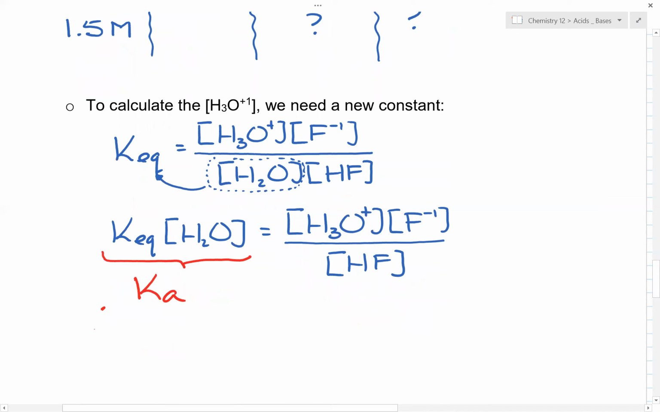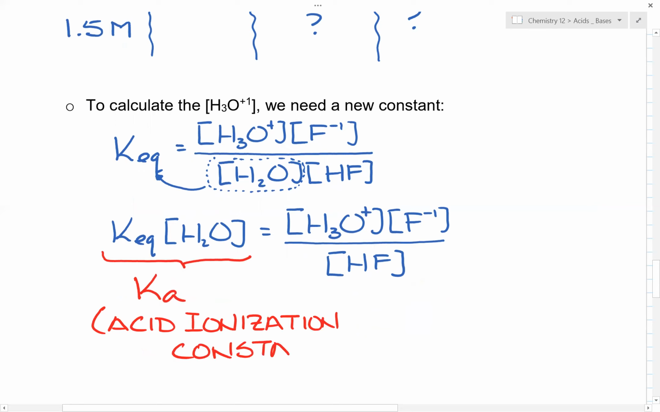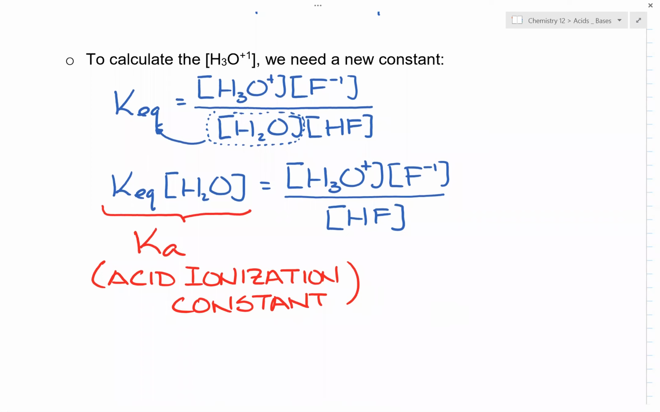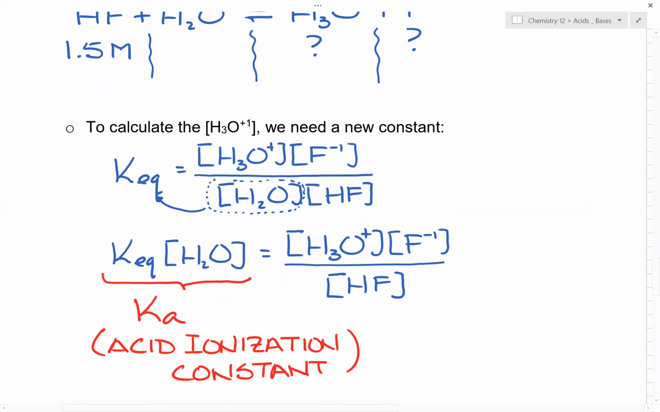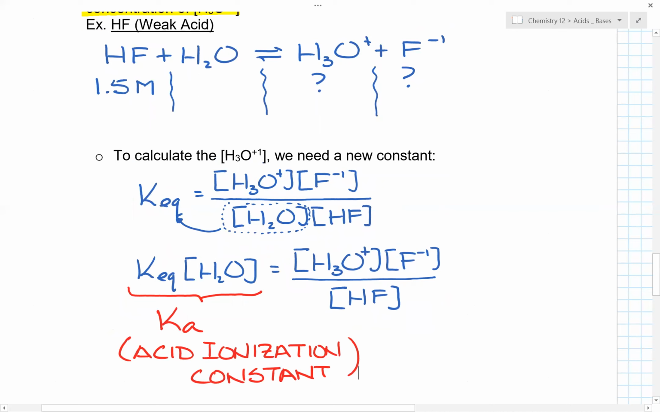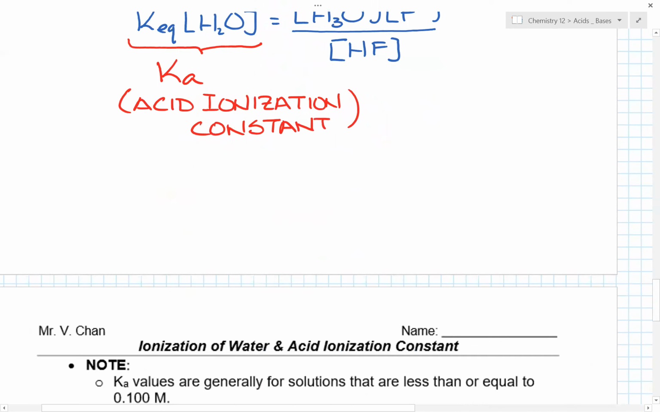Or the acid ionization constant. Okay. Now, Ka is basically the concentrations of the ions of a weak acid divided by the concentration of the acid itself. Okay? Now, a couple of things for you to be aware of.